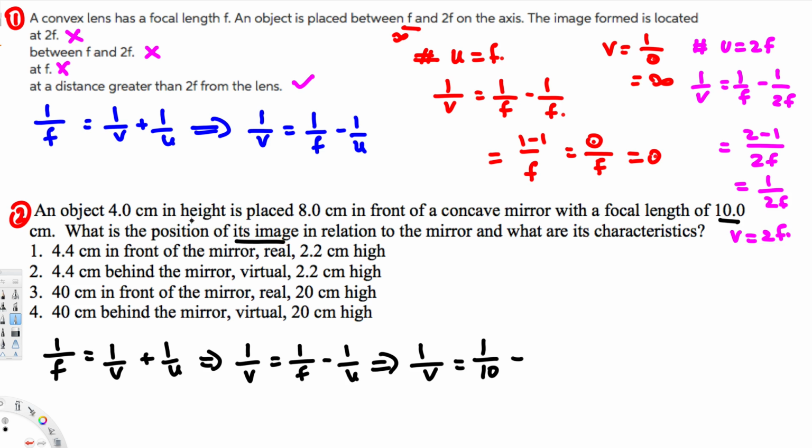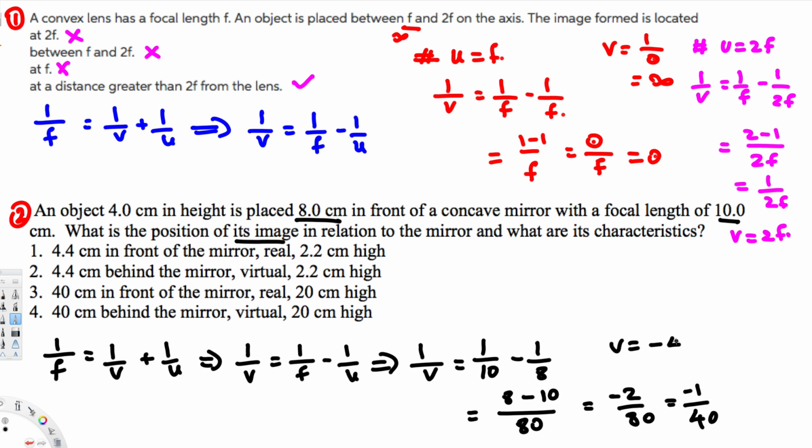The object is 4 centimeter high and is placed 8 centimeter in front of the concave mirror. So this is our object distance, because u is the object distance, right? So this is going to be 1 over 8, and here we can take 80 as our common denominator, so you're going to have 10 right here minus 8, right? So that's going to give us... 1 over v equals 8 minus 10 over 80, that is minus 2 over 80, which is equivalent to minus 1 over 40. So v is going to be equivalent to negative 40 centimeter. This negative represents that the image is actually behind the mirror.